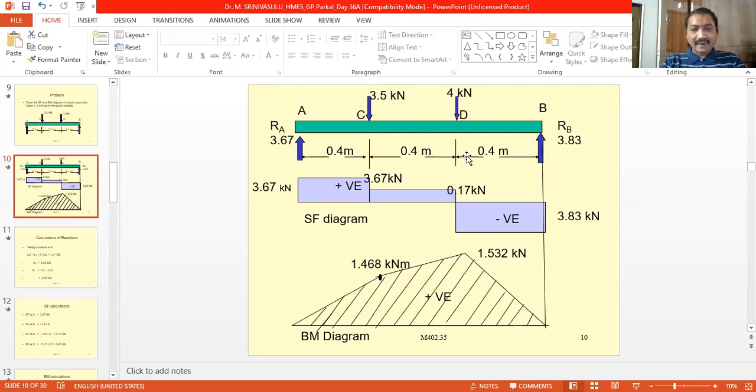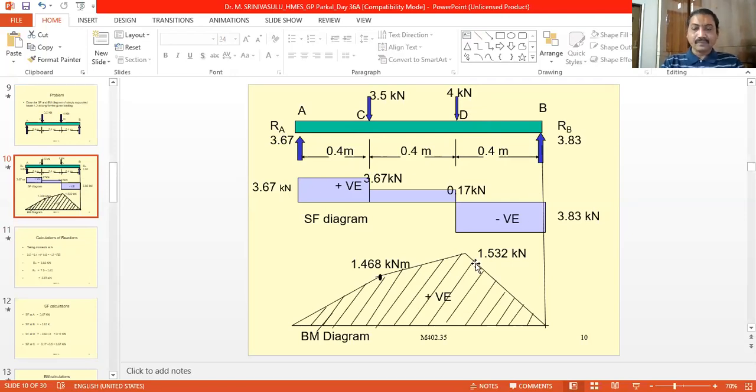Even though the forces are acting at equal distances from the supports, the magnitudes of the forces are not equal. Therefore, it is not symmetrically loaded, so the support reactions have different values. Here RA is different and RB also has a different value. Now we have to indicate the RA value and RB value here.